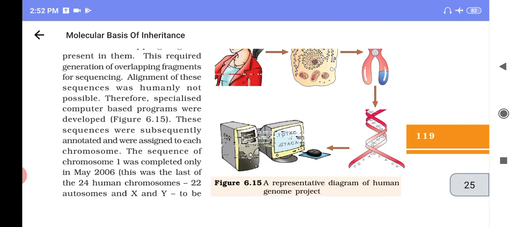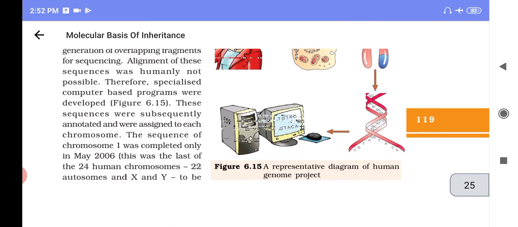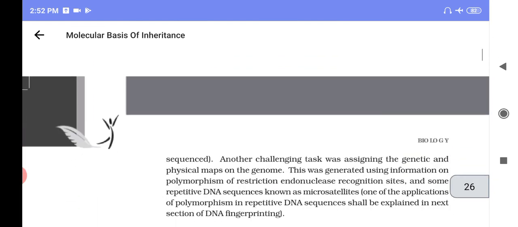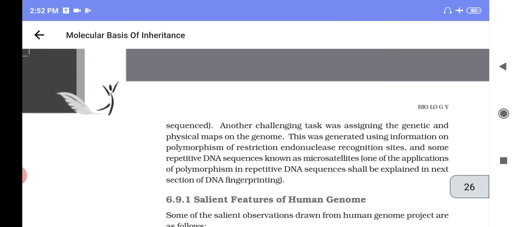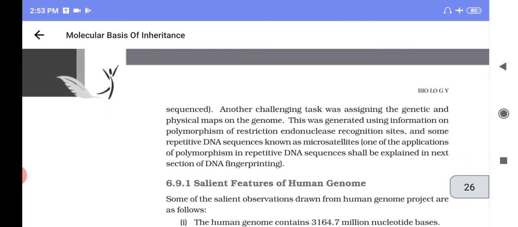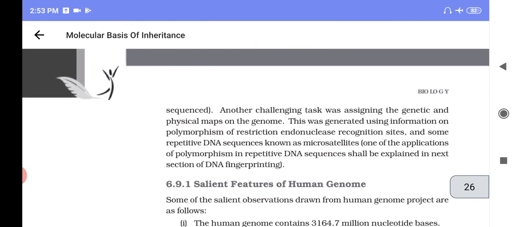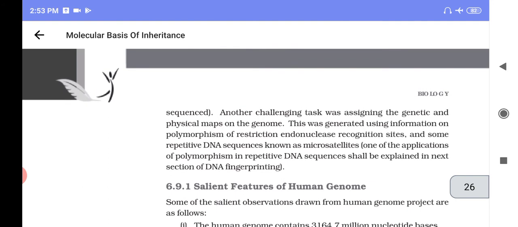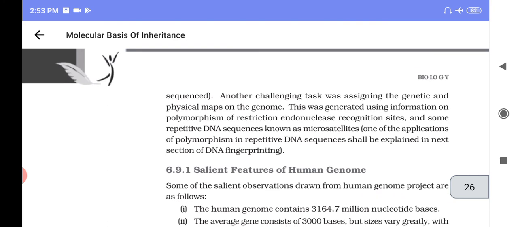The sequence of chromosome 1 was completed only in May 2006. This was the last of the 24 human chromosomes, 22 autosomes and X and Y, to be sequenced. Another challenging task was assigning the genetic and physical maps on the genome. These were generated using information on polymorphism of restriction endonuclease recognition sites and some repetitive DNA sequences known as microsatellites. One of the applications of polymorphism in repetitive DNA sequences shall be explained in the next section on DNA fingerprinting.